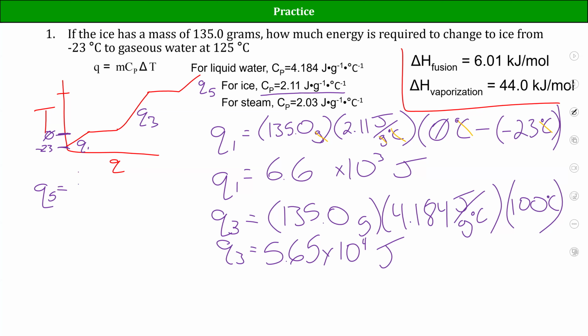So Q5 is still going to be 135. We're back to a different specific heat again, 2.03. Our delta T going from 100 Celsius to 125 Celsius. So that's going to be a delta T of 25. Which I didn't leave myself enough room for that.